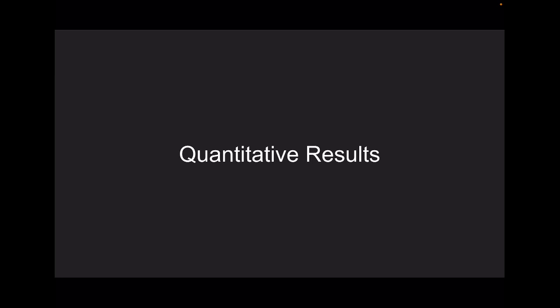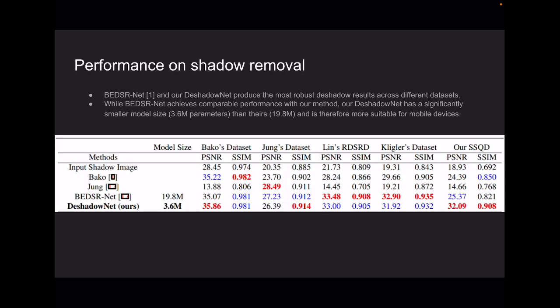The proposed method is evaluated on real-world images in terms of shadow removal and scanner quality. BDSRNet and RDShadowNet produce the most robust deshadow results across different datasets. While BDSRNet achieves comparable performance with our method, RDShadowNet has a significantly smaller model size than theirs and is therefore more suitable for mobile devices.